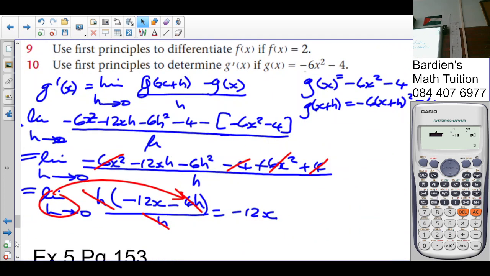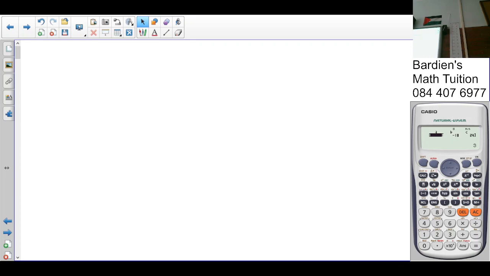But going back to this year, here are the specific rules for differentiation. Which page are we on here, people? Unit 4? 154, okay.